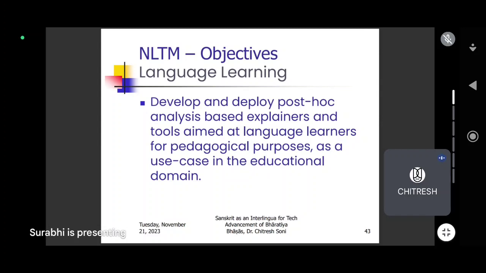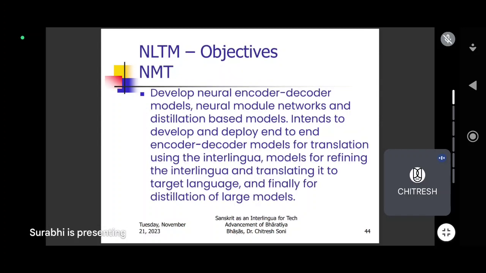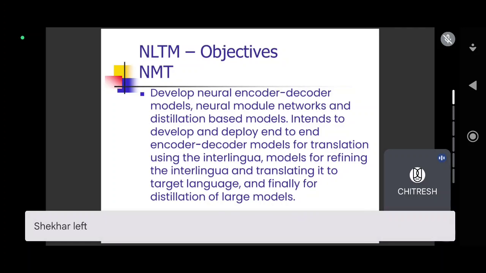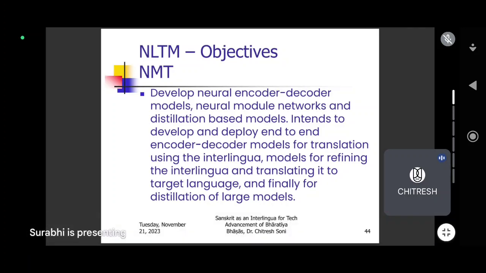Next, please. And the last one is obviously NMT, neural machine translation, to develop a neural encoder decoder model, neural module networks, and distillation based models. It intends to develop and deploy end to end encoder decoder models for translation, models for refining the interlingua. You need to define the interlingua, as we have already talked about, so that the various subtleties and variances are taken care of, because there can be n number of combinations of languages, and then translating into the target language, and finally for distillation of large language models. Next, please.